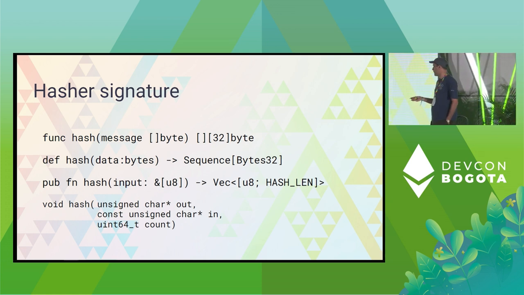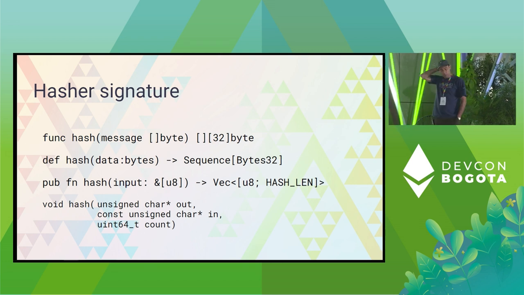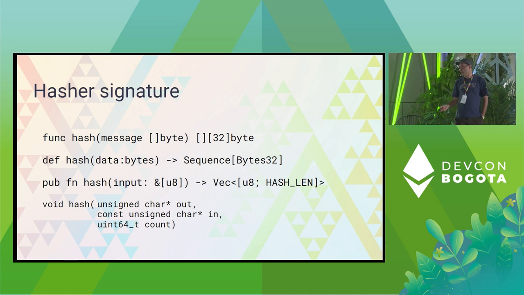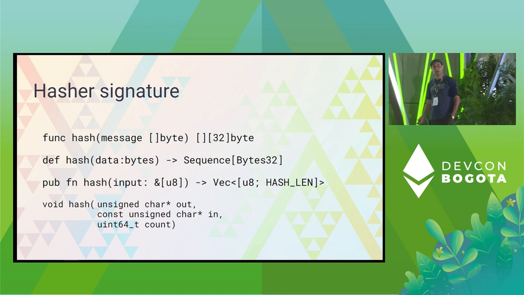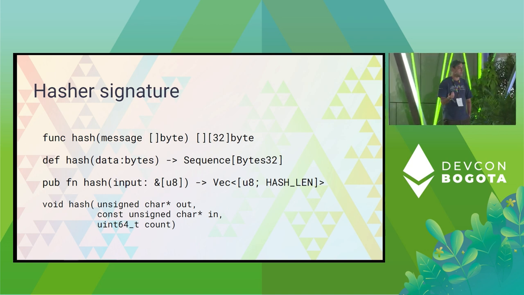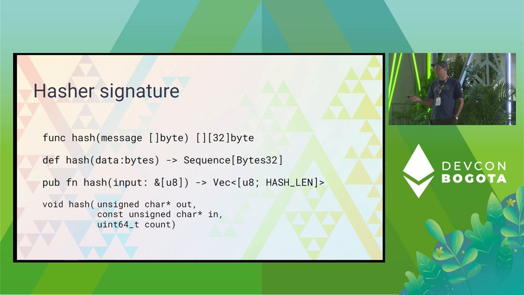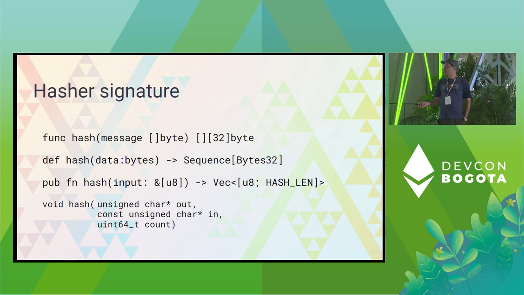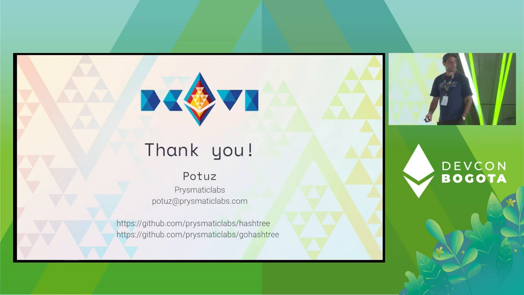We have a library. We have two libraries. We have one in Go assembly, and we have one in usual assembly with C bindings. If you're going to use that, let me know, because crypto extensions on ARM are still not implemented. It's going to take like 10 minutes to add this. But this is the signature that the library is going to use if you're using the C bindings. All right, so that's all I wanted to tell you.